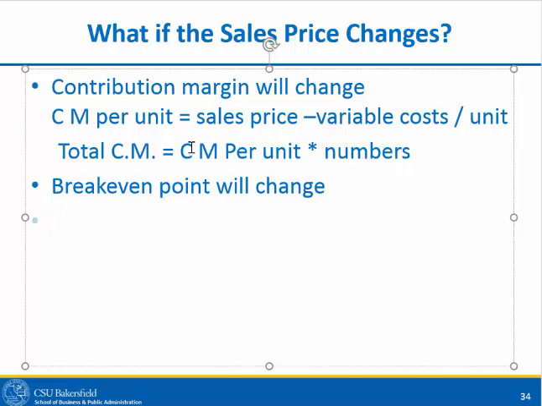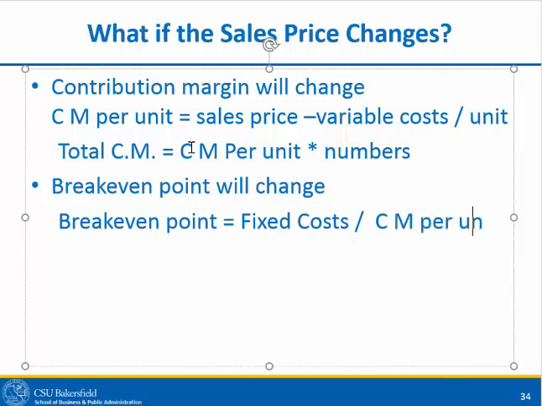And the break-even point will change. Why? That's pretty simple here. The break-even point is the result of fixed cost divided by the contribution margin per unit. If contribution margin per unit changes and fixed costs remain constant, this division will change. So break-even point in units will change. Okay, so that's how we conclude that.